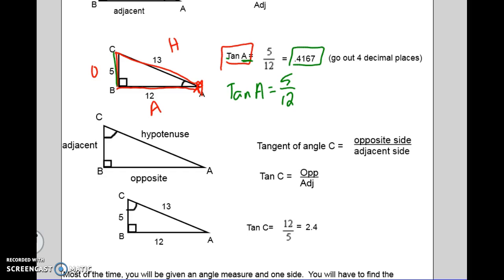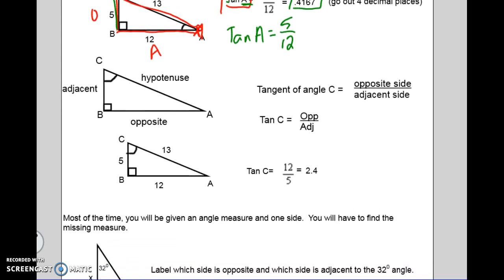Okay, so the next one. What happens in that same triangle if I do tangent of C? Which means that I start at C. What would I call this side right here? Hypotenuse, very good. What would I say this one? Adjacent, very good. And this one down here? Opposite. So the tangent of angle C is equal to, remember, it's always opposite over adjacent. My opposite is now 12, and my adjacent is 5. So tangent of C is equal to 12 over 5. 12 divided by 5 is 2.4.